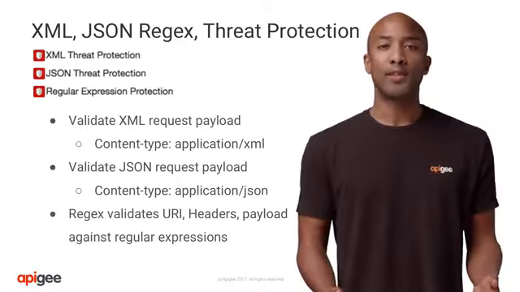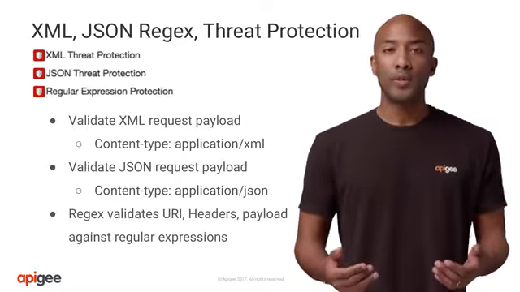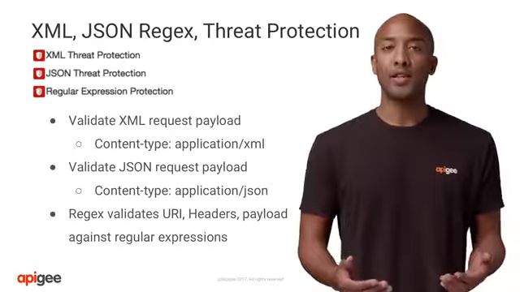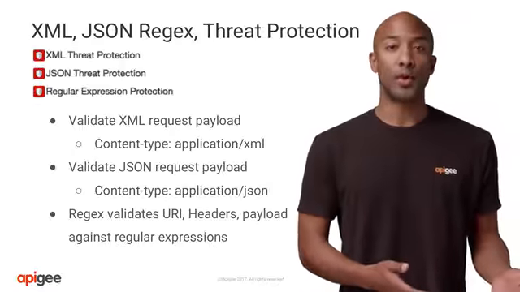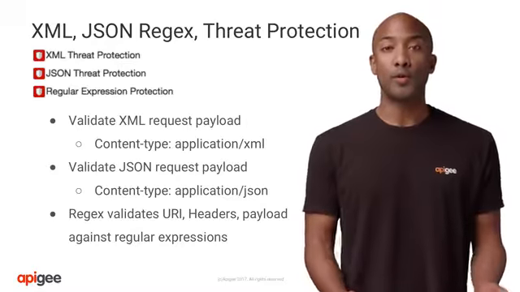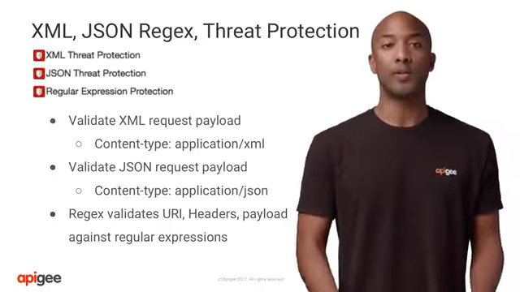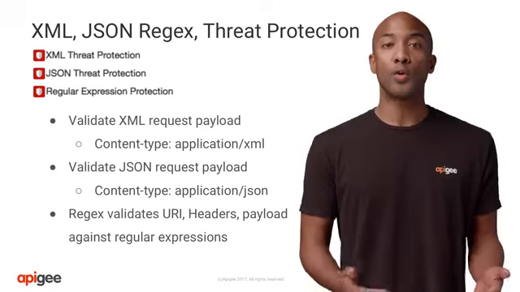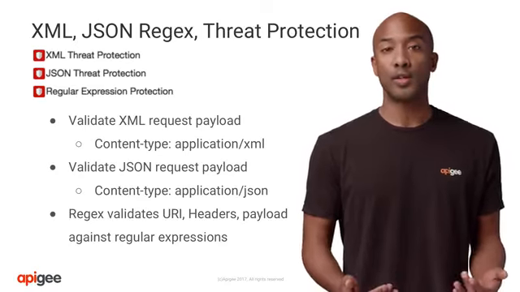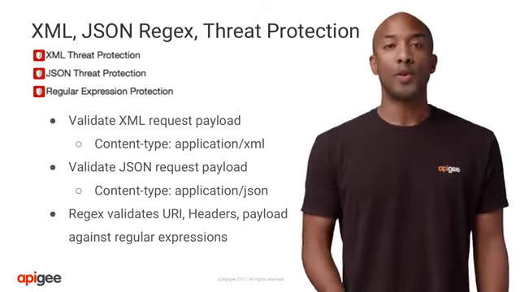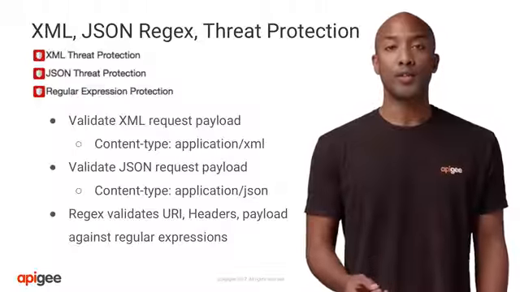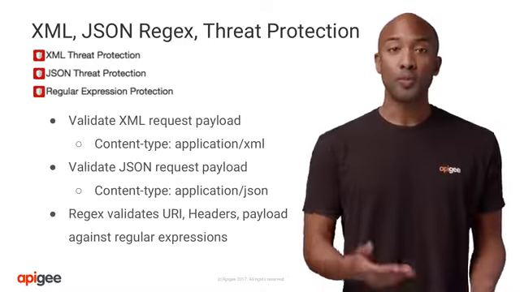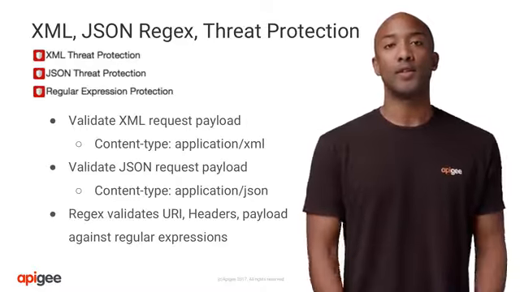The previous two policies check the payload. This policy is more generic in that it can check the request structure, such as the request URI, query parameters, flow variables, headers, as well as the payload. This policy uses regular expressions to determine whether or not a request should be rejected. Also, we have a set of predefined regular expressions that check for SQL injection, JavaScript injection, and Java exceptions.